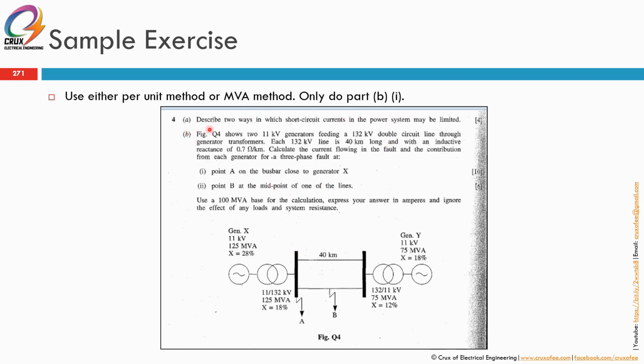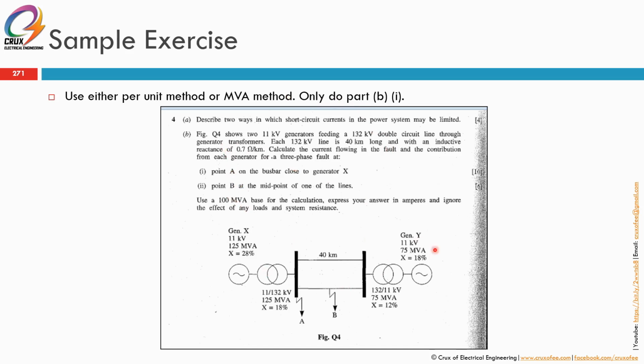Okay. Part A, describe two ways in which short circuit current in the power system may be limited. Is this one just for sharing lah. You can use a transformer with high impedance, but you'll lose on the load flow study, or the voltage drop will be higher. Or you can use modern technology like short circuit limiting reactors or IS limiters. So there are a few ways lah for you to limit short circuit. So now the question for this sample exercise is we want to focus on part B1.